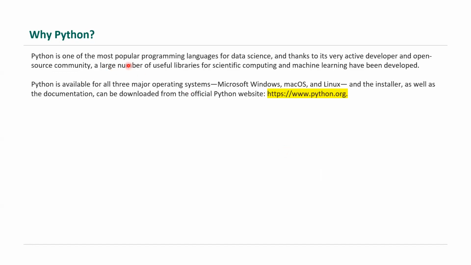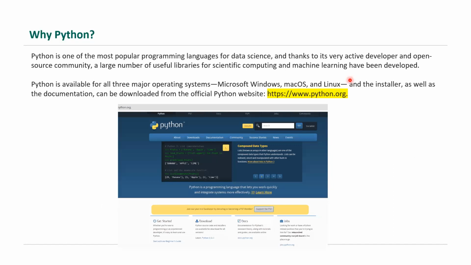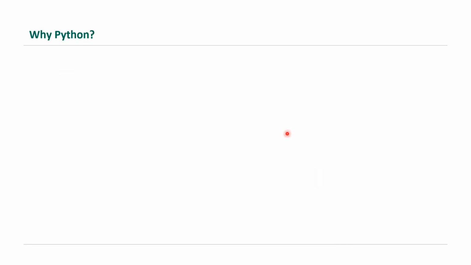Python is one of the most popular programming languages. It's free, it's open source, and you can easily install it on Microsoft Windows, macOS, and Linux. Once you click on python.org, you can get access to its website.